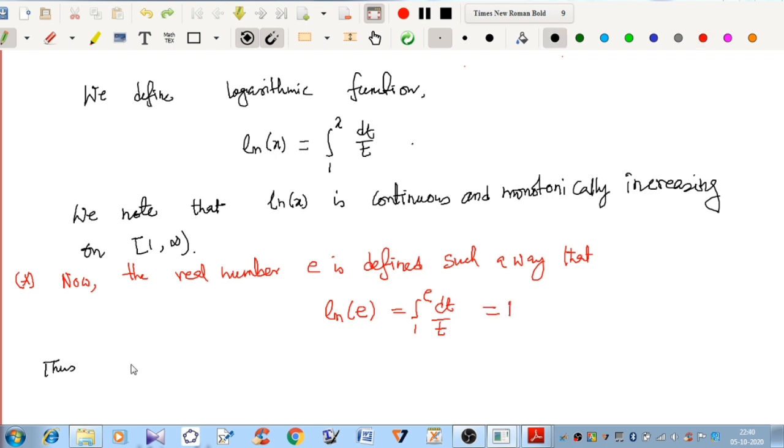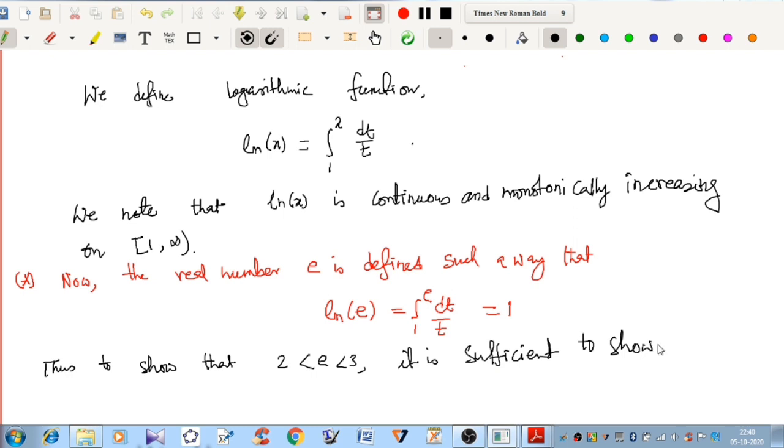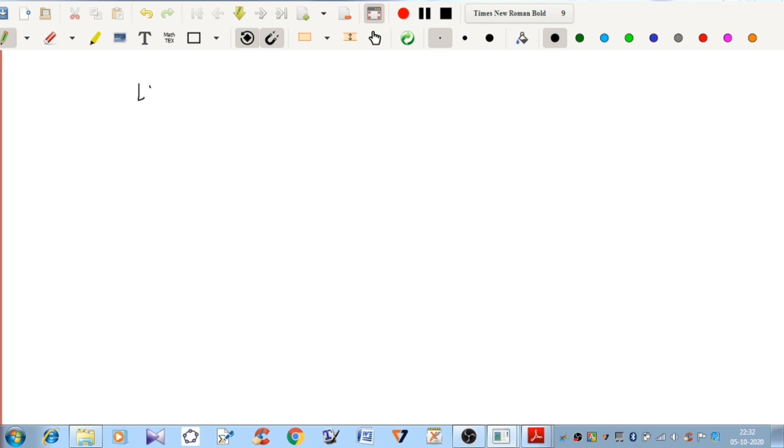Thus, to show that 2 is strictly less than e, which is strictly less than 3, it is sufficient to show that log 2 is strictly less than 1 and 1 is strictly less than log 3. So first we show that log 2 is strictly less than 1.